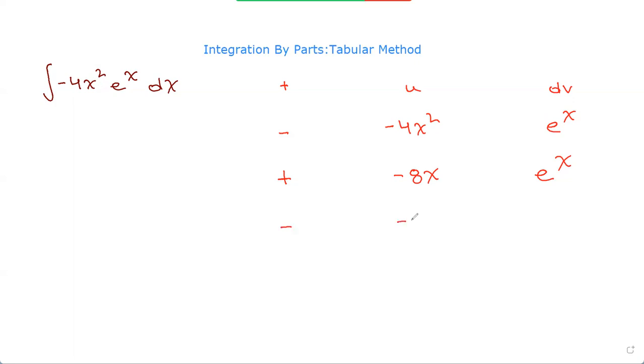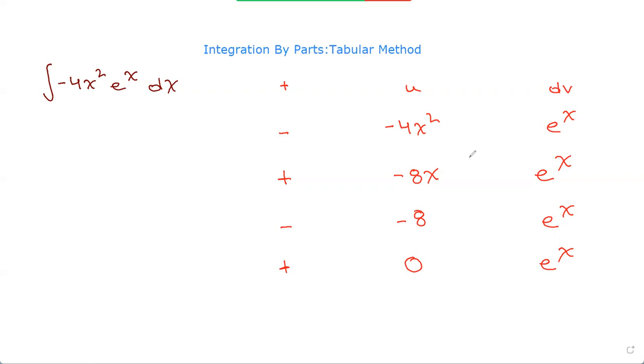The derivative of negative 8x is negative 8. The integral of e to the power of x is just e to the power of x. Finally, our last step: this becomes 0, and this stays e to the power of x. Now that we've constructed this table, it's very easy to go about solving it.